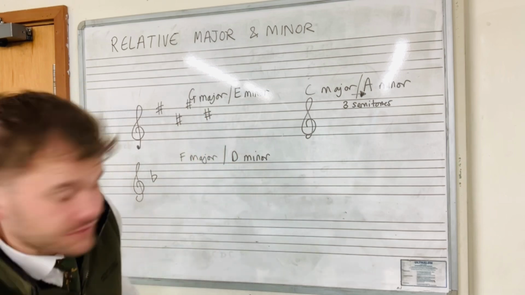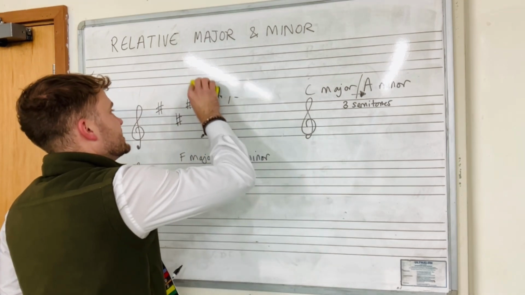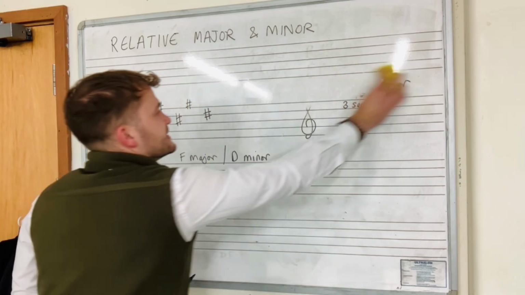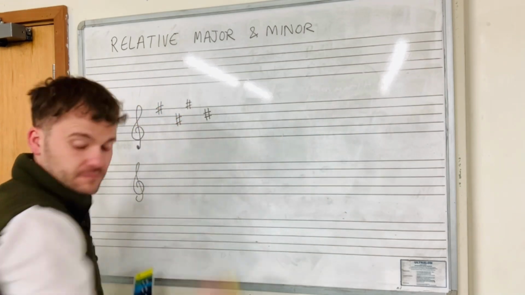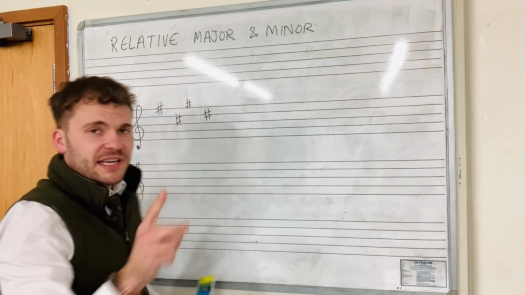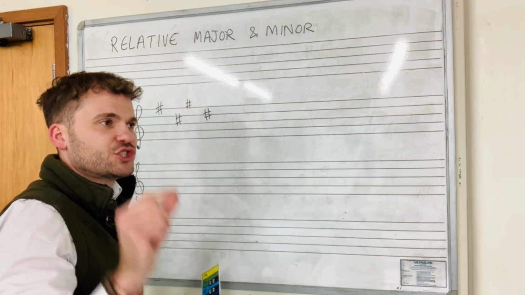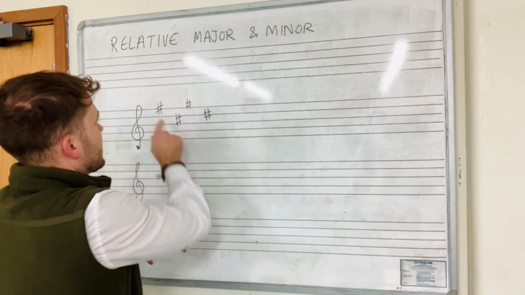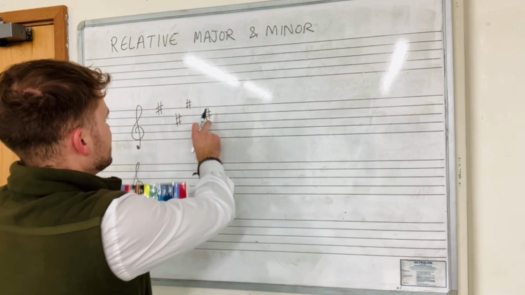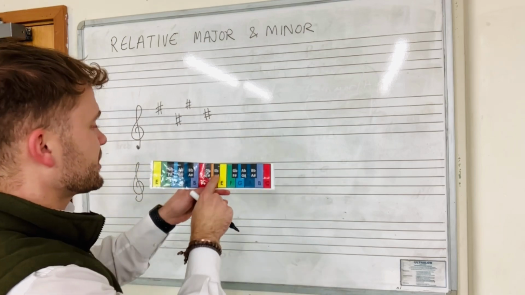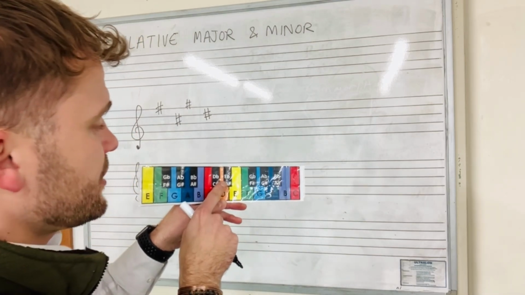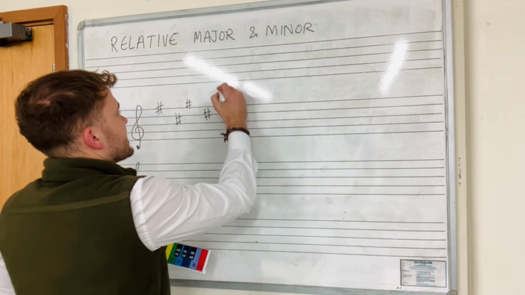Let's get rid of that bit there. This key signature here is, how do we work it out again? We take the last sharp and go up a semitone. So our last sharp is a D sharp. So here we go, we've got a D sharp, go up one semitone, takes us to an E. So it's E major.